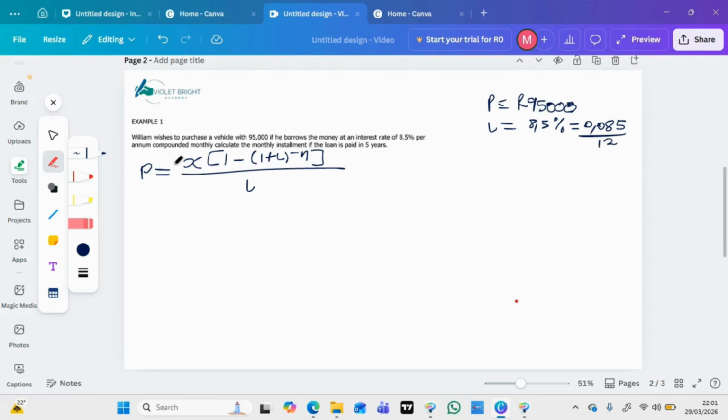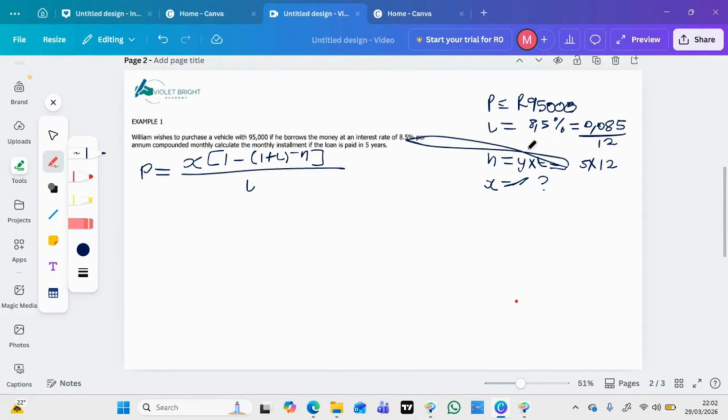And then this is paid in 5 years. For the number of periods, we multiply the years by the number of payments per year. We are given 5 years, and it's every month, so it's 5 multiplied by 12. What are we looking for? We do not know how much William is going to pay back, so that's what we are calculating.